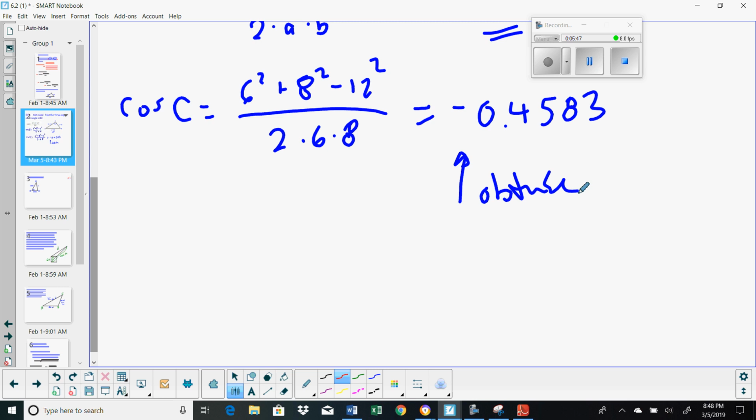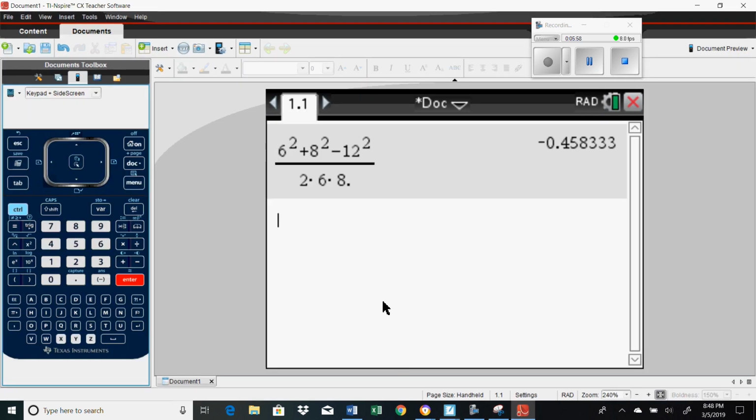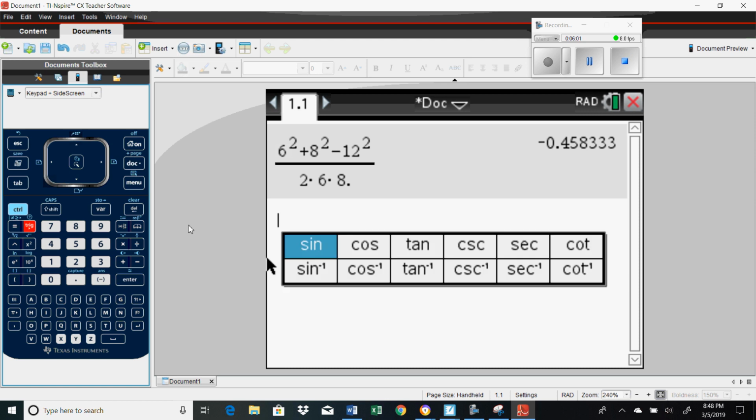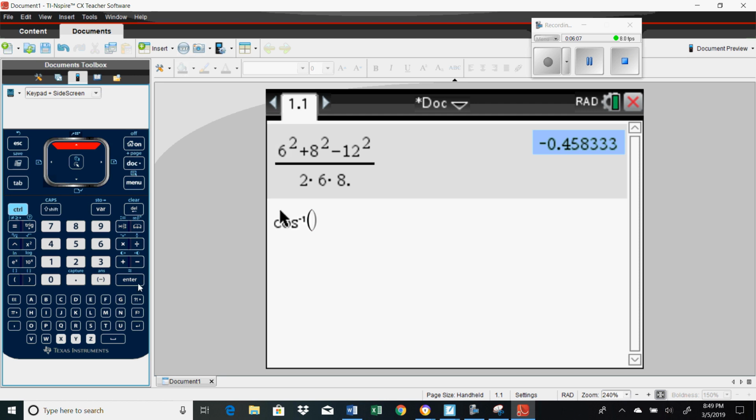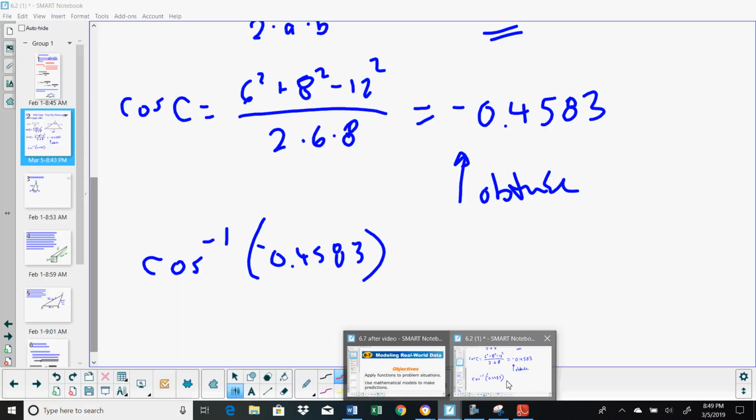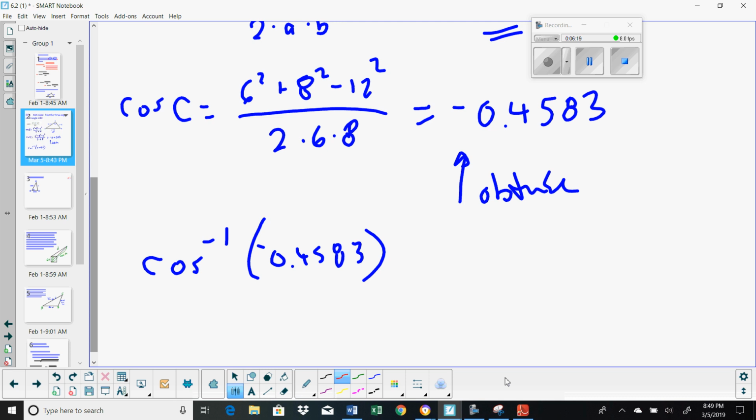So how are we going to find this? Well, we're going to do cosine inverse of that negative 0.4583. All right, and so let's just do this on our calculator. I want cosine inverse, so trig button. There's my cosine inverse. I don't want to retype all of this, so I'm going to just do up click and pop it in there like that. And I say enter, and it's giving me 2.04692.